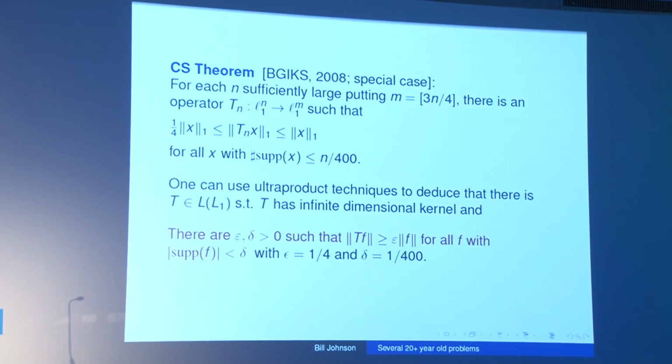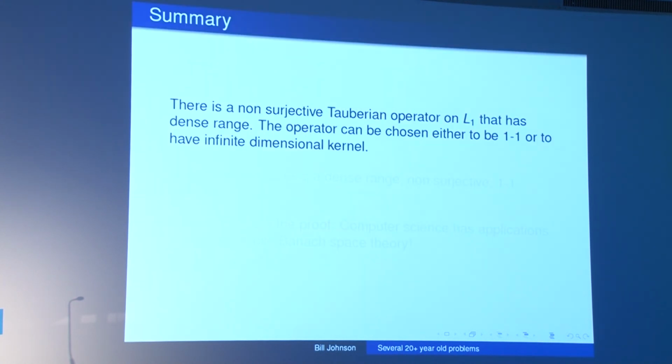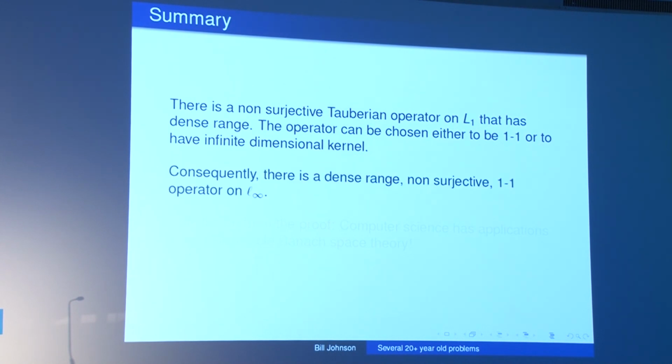Then you can use some tools in Banach space theory, including ultraproducts and some other things, in order to get an operator on capital L1 that satisfies this condition with exactly the same constants. Well, if it's the same constants, it can't be that difficult, right? So there's a non-surjective Tauberian operator on L1 that has dense range, and it can either be one-to-one or have infinite dimensional kernel. And therefore, you get an answer to the MathOverflow question as well.